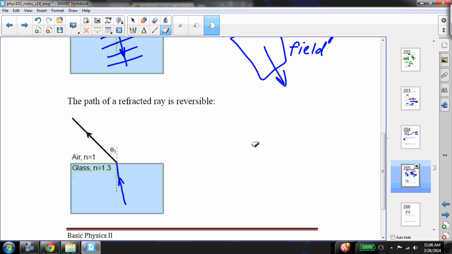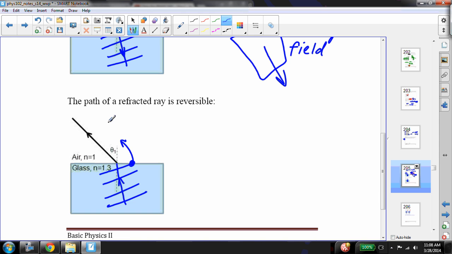If I'm moving instead from a high to a low index, like I am here, imagine my wave fronts. Now this wave front over here, this band, this is like the saxophone player or whatever, he starts moving faster as he comes out of the muddy field. And so it bends away from the normal.